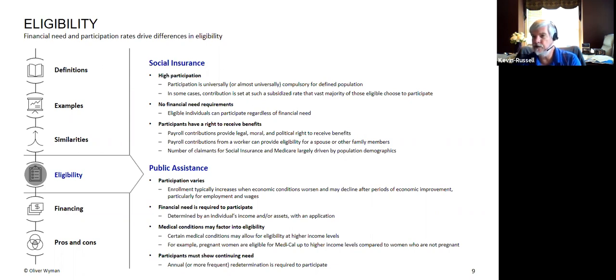For public assistance, financial need is required in order to participate. That's determined by a person's income and or their assets for some aid categories, and they must apply for the benefits. Medical conditions can factor into eligibility. Certain medical conditions may allow for eligibility at higher income levels. For example, pregnant women are eligible in Medi-Cal at higher income levels compared to women who are not pregnant. And because there's financial need required, participants have to show continuing need. There's annual or more frequent redetermination of need that's required to participate in the public assistance programs.